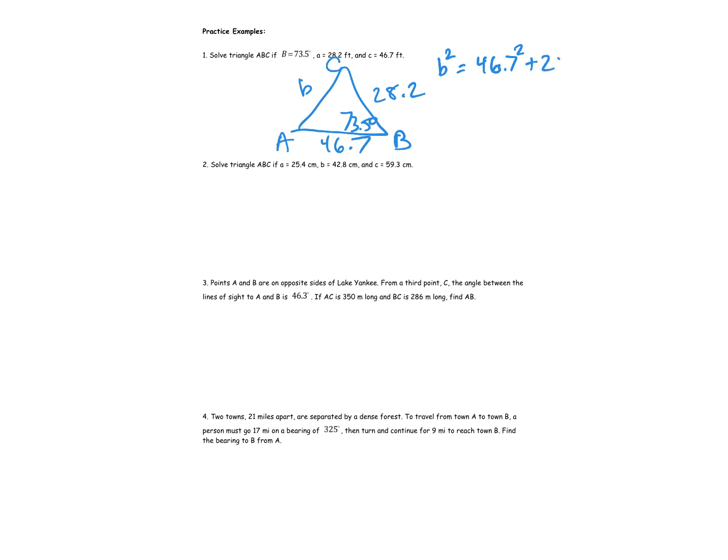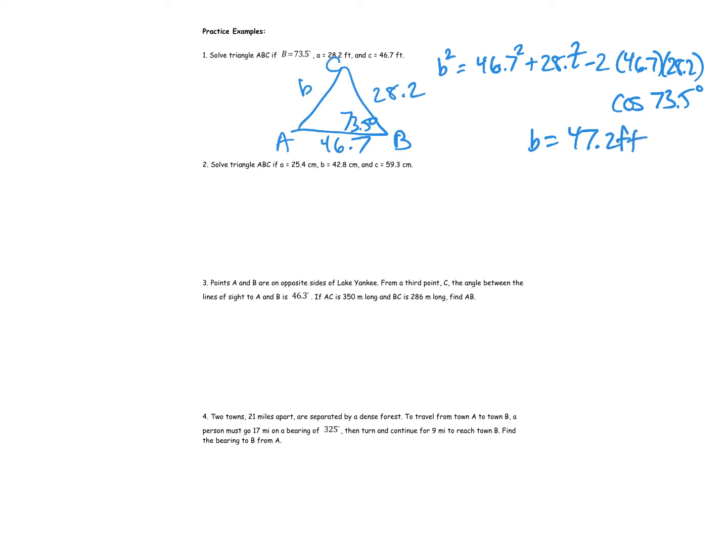46.7 squared plus 28.2 squared minus 2 times 46.7 times 28.2 times cosine of 73.5. And then you find B squared and then take the square root and get 47.2 feet. Okay, so that is B.